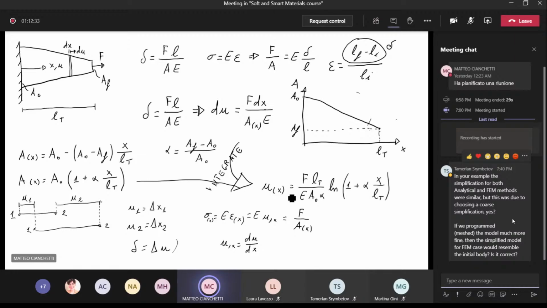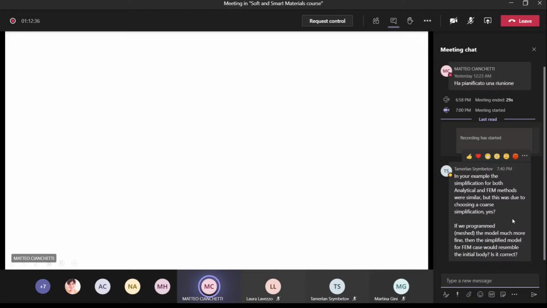Okay, let's try to complicate things a little bit, so that now we again have a monodimensional problem, but with more elements. So we have one element here that is now connected to another element here that is again connected to another element.